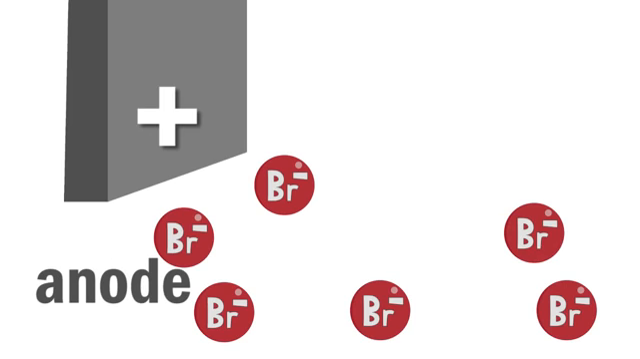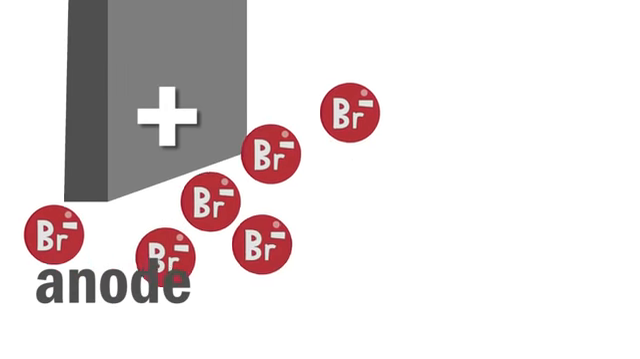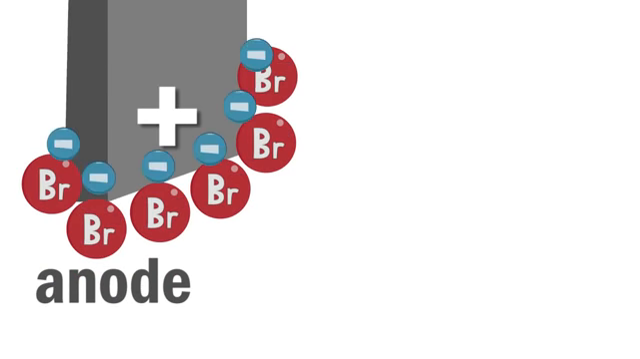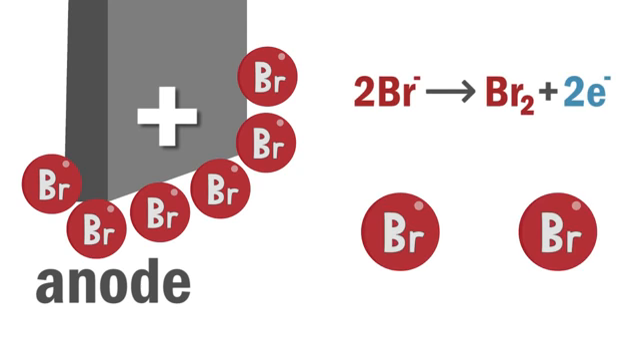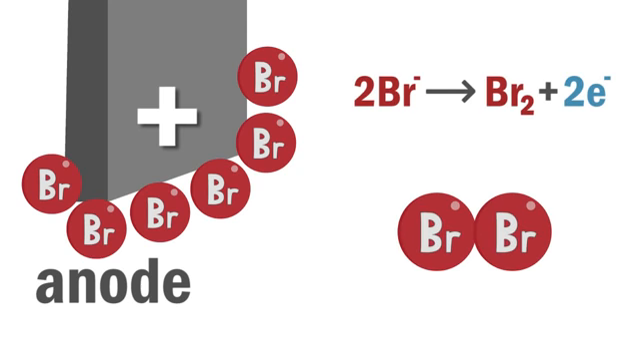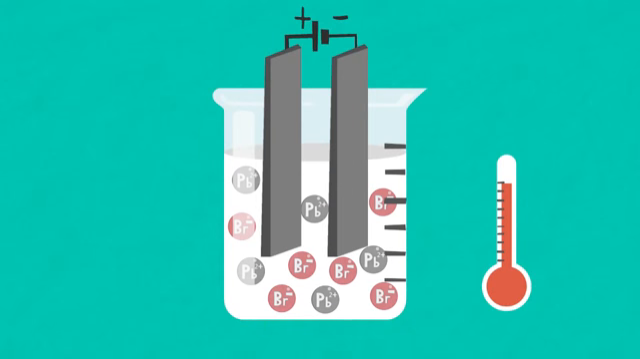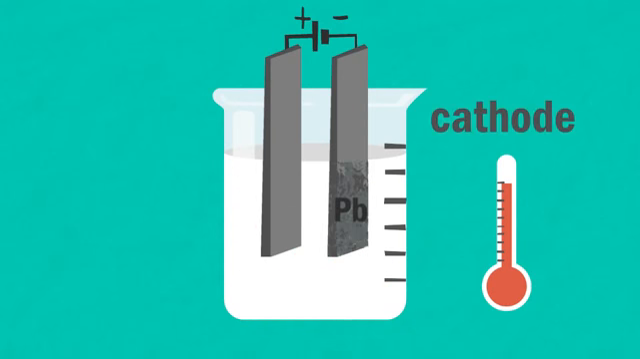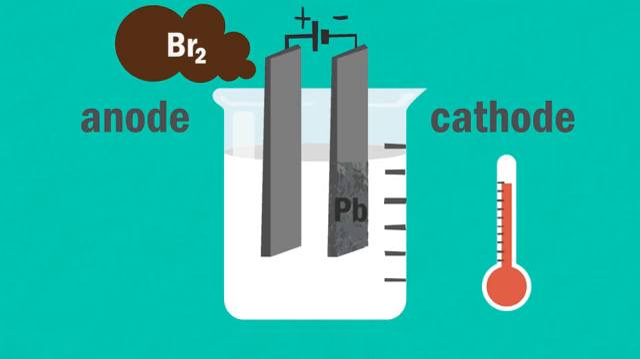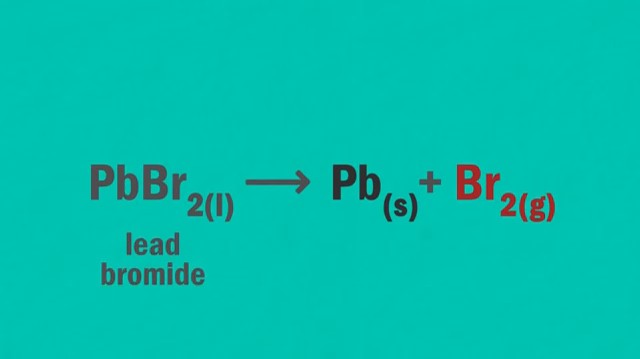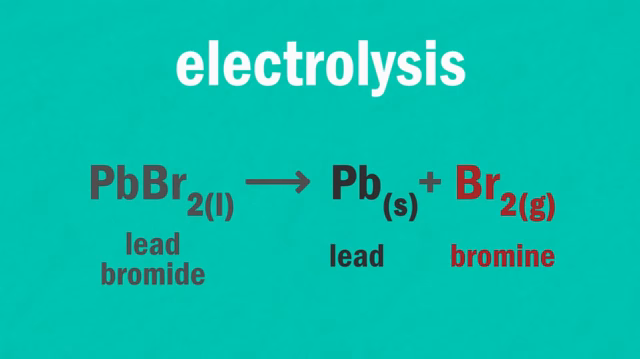At the anode, or positive electrode, the bromide ions will each lose a single electron and become bromine atoms. And like the chlorine atoms, they will pair up to form bromine molecules. Now, if you were to do this in a laboratory, you'd see silvery lead forming on the cathode and a brown gas being given off at the anode. This is bromine. The lead bromide has been decomposed into lead and bromine by electrolysis.